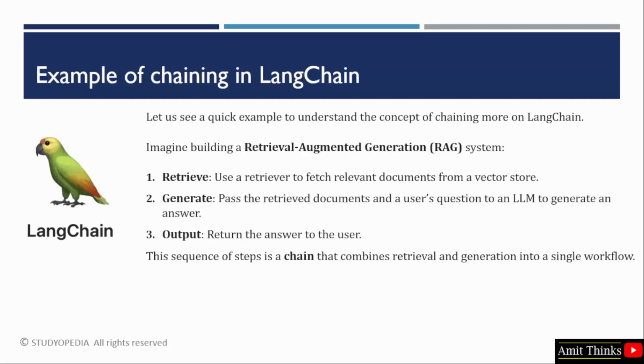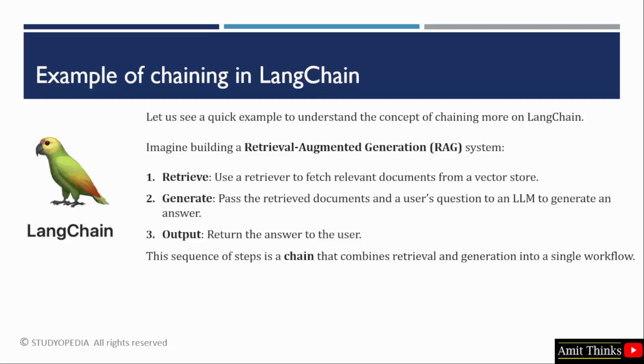Here is a quick example of chaining in LangChain. Let's say you are building a RAG, that is retrieval augmented generation system. In this, what is the first step? That is retrieve. You can use a retriever to fetch relevant documents. Then the generate step: pass the relevant documents and a question, that is a prompt, to an LLM to generate an answer. And what will be the output? The answer will be returned to the user.